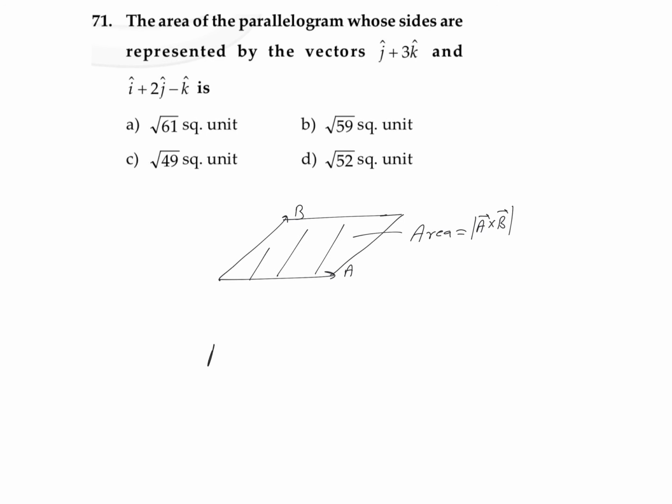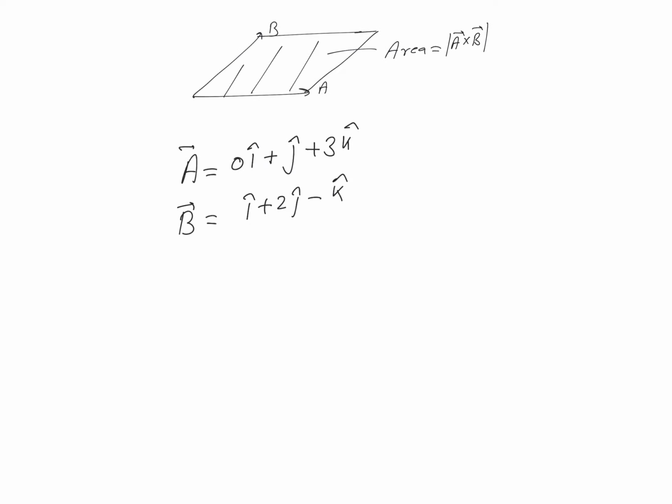So let's say our a vector is j cap plus 3k cap, or I can write it as 0 i cap plus j cap plus 3k cap. And our b vector is nothing but i cap plus 2j cap minus k cap. Now if you want to find the value of a cross b, we will do it like this: i cap, j cap, k cap. Now we can write the a components, that is 0, 1 and 3, and the b components, that is 1, 2 and minus 1.